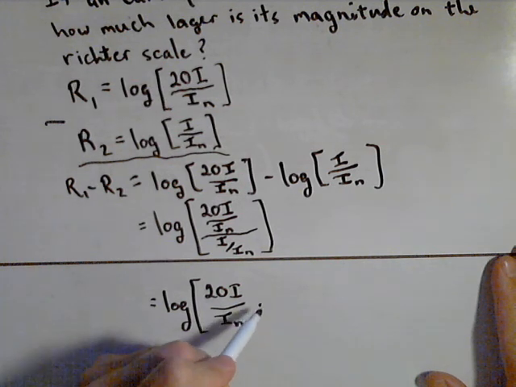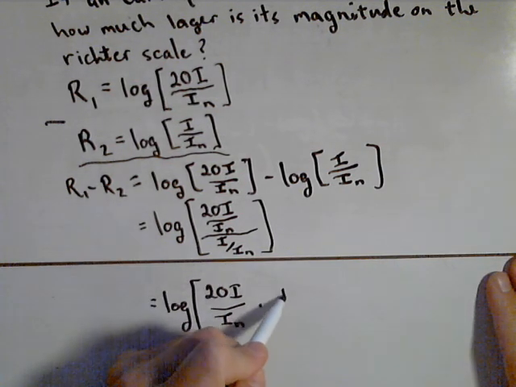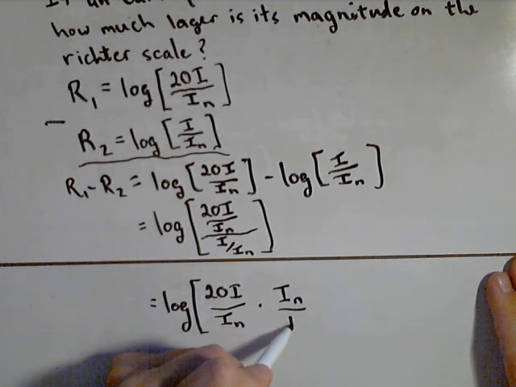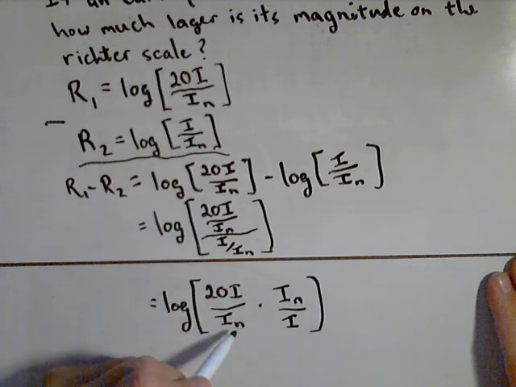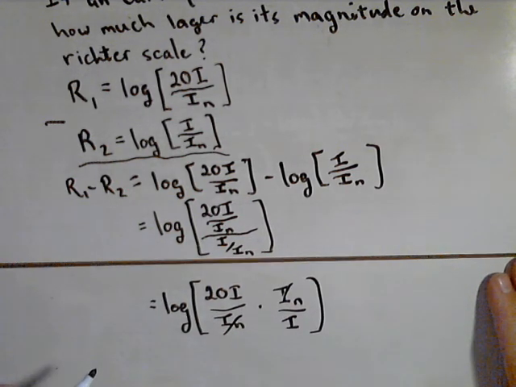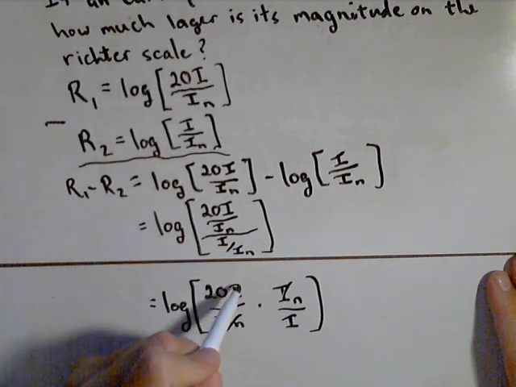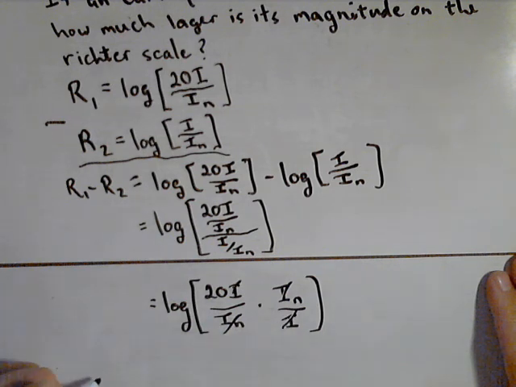So this is where all the magic happens. Flip the bottom and multiply. We have I sub n over I. Those I sub n's cancel. The I's are the same as well. So what we get is r1 minus r2 equals log, and the only thing we have left is 20.